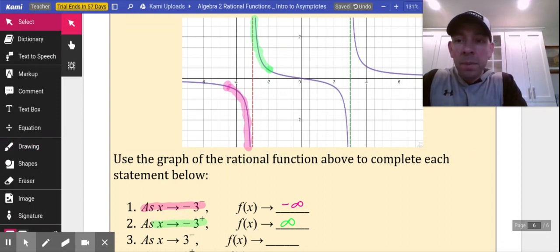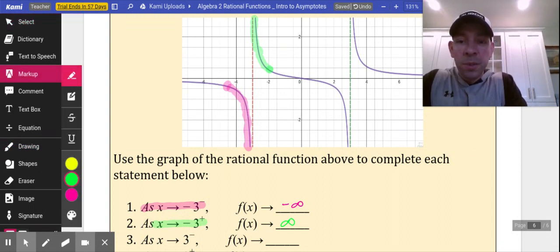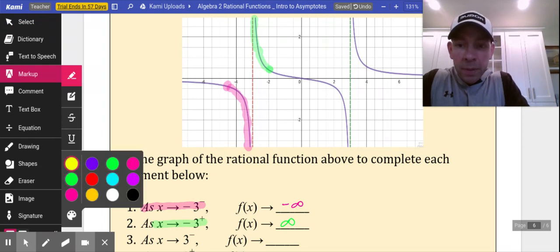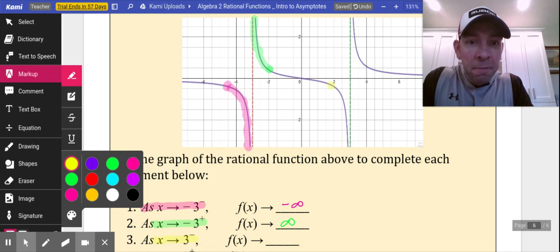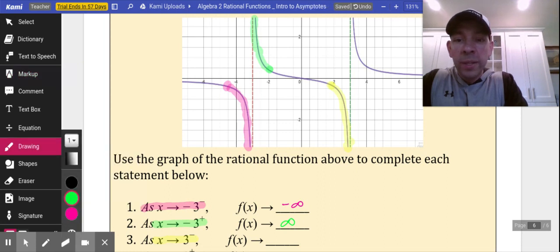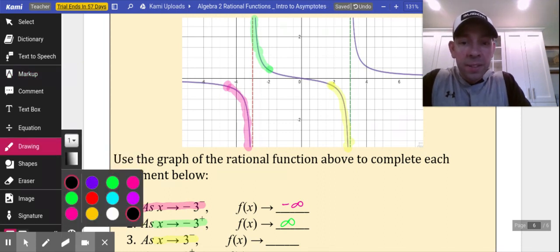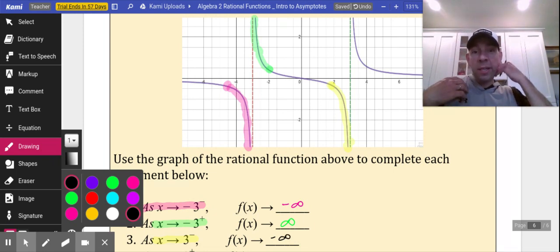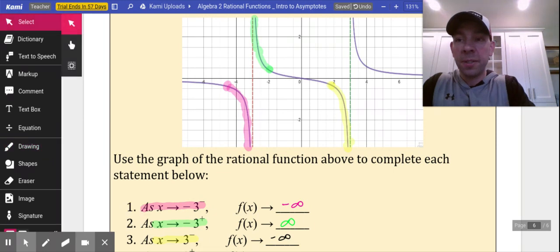Okay, what if x approaches positive 3 from the left? So let's consider this one, positive 3 from the left. I'm going to pick a point to the left of 3, ride my graph. We're decreasing without bound. So let's just say f of x approaches negative infinity. Now just because in my two examples, both times we approached a number from the left, the answer ended up being negative infinity, that won't always be the case. That's just kind of a coincidence.